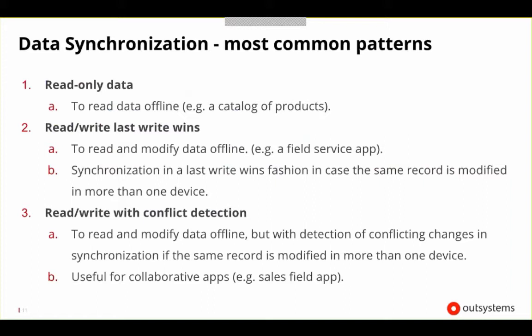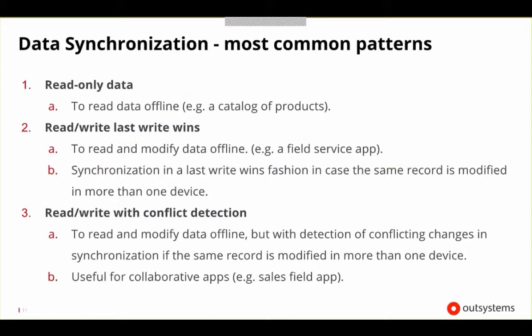There are patterns that you will encounter when you just need to read data in your device. So for instance, if you have a catalog of products in your backend, and you want your users to read this data while they're offline. So, for instance, if you need to take this device to a remote location and sell this product to someone, they can access the application offline and read this data. Okay, this is the simplest pattern. It only involves picking the data in the backend and putting it in the device database.